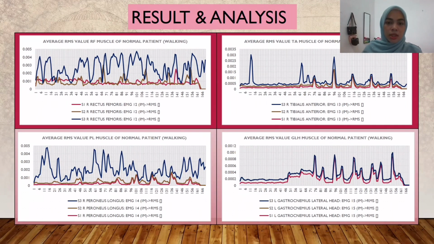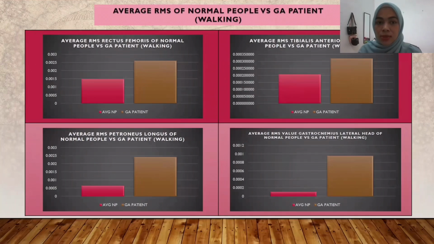Okay, so as you can see here, there are 4 graphs representing 4 types of muscle. The first is rectus femoris, the second is tibialis anterior. The result is about the average root mean square of normal people, whereas gait abnormalities patients during walking. As you can see here, this data is a comparison. First of all, the red bar represents the average of normal people, and the second bar, which is brown, represents the gait abnormality patient.